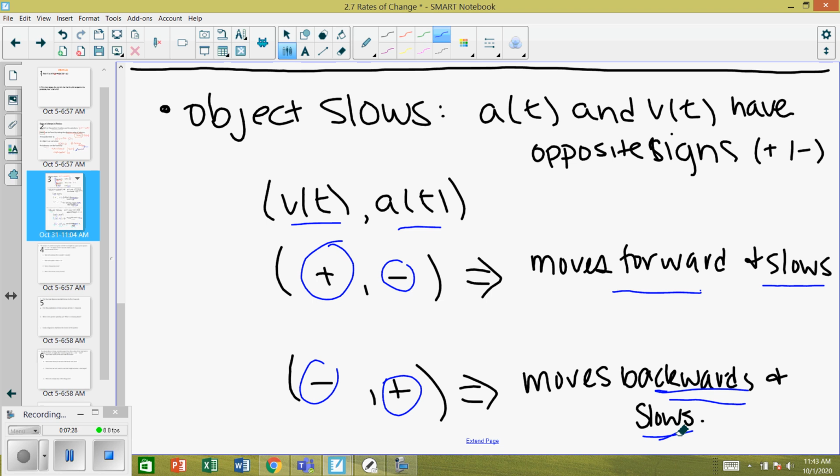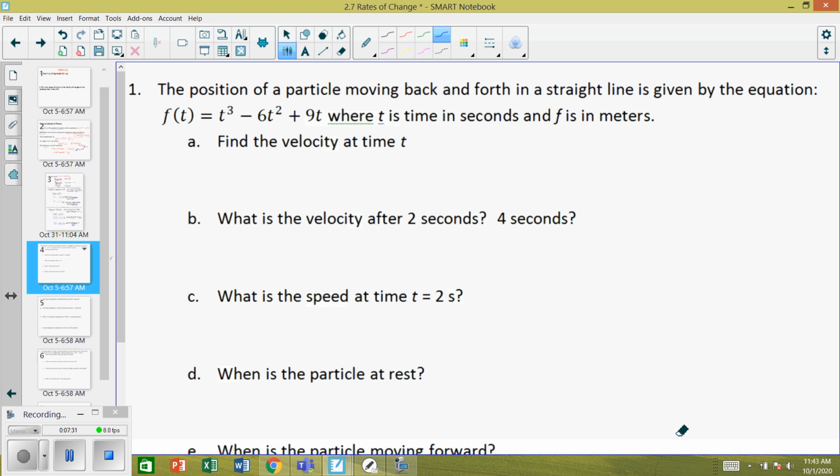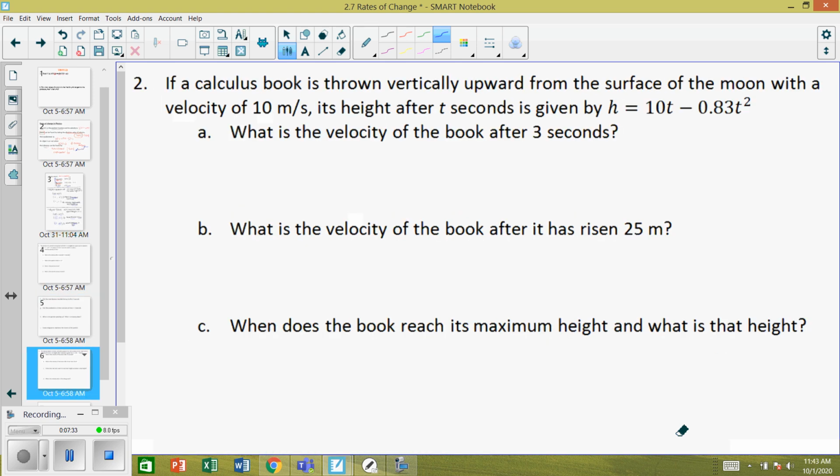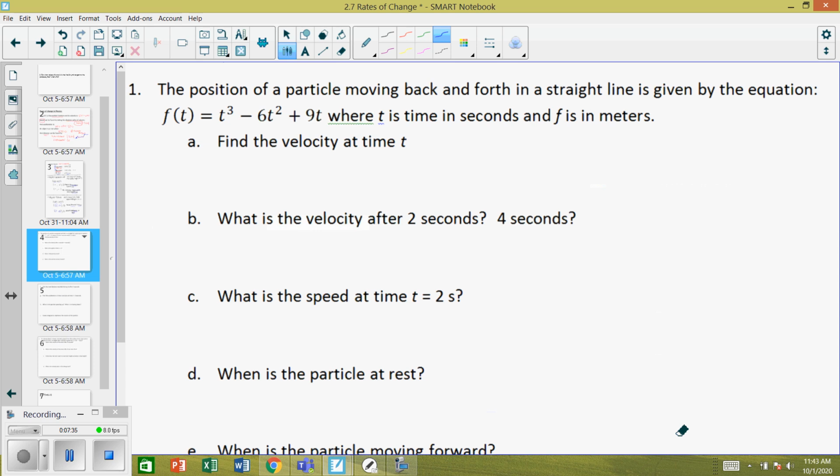Okay, let's try some examples. So maybe, let's see, I got 3 of them, I believe. Or actually just 2 of them. I might just do one. This might be a shorter video shoot. I might do both of them. We'll see. Gives us more time to work in class.